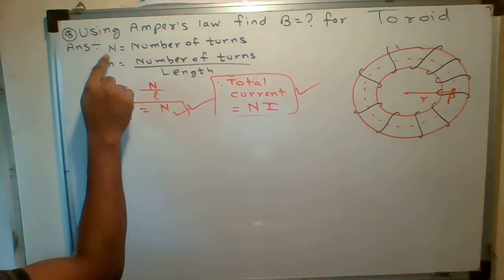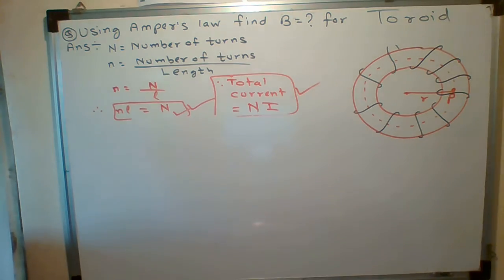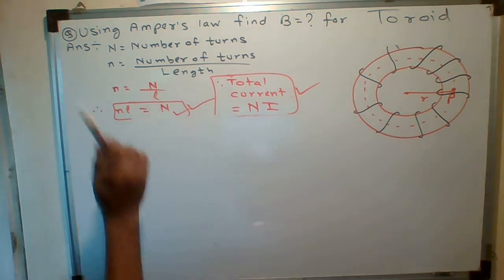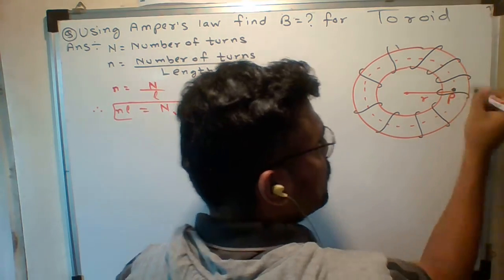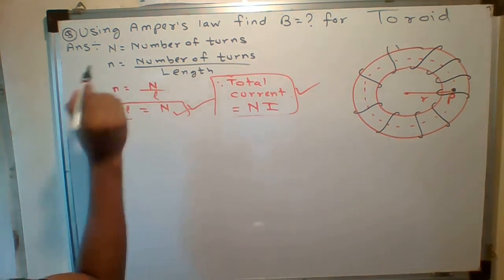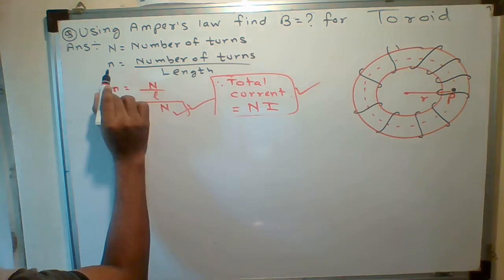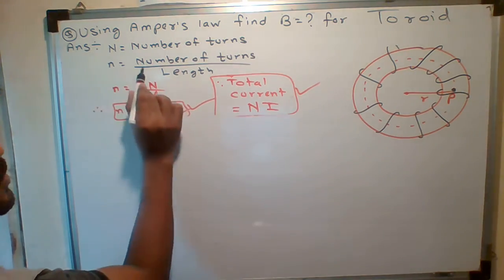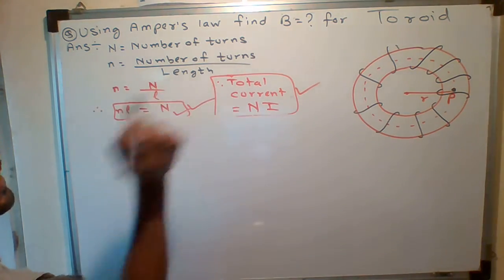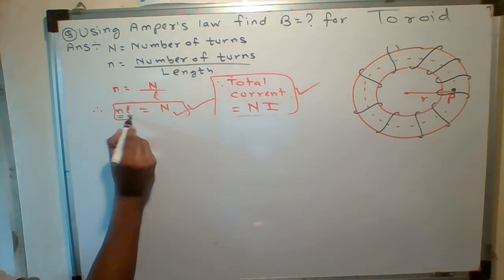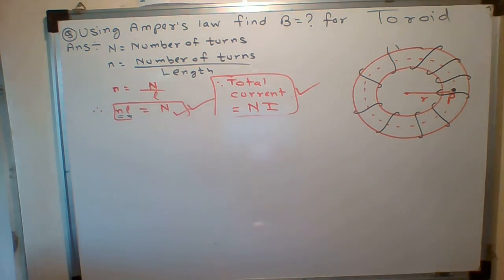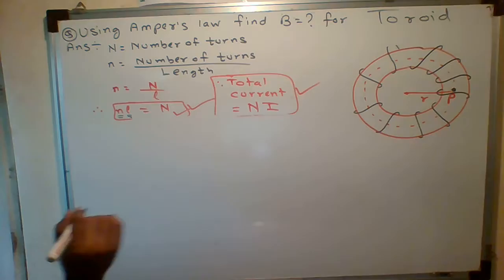So students, what is n, the number of turns? What is small n? Because we consider this particular point, for this point the number of turns I don't know. So what I will do is, the number of turns for that particular area is the number of turns per unit length. So what is the total number of turns? Now let us do the next part.